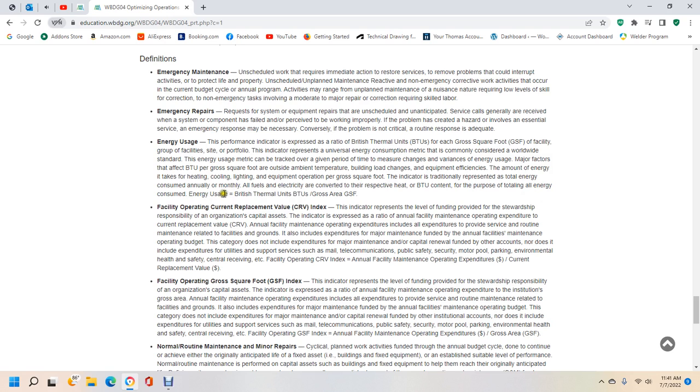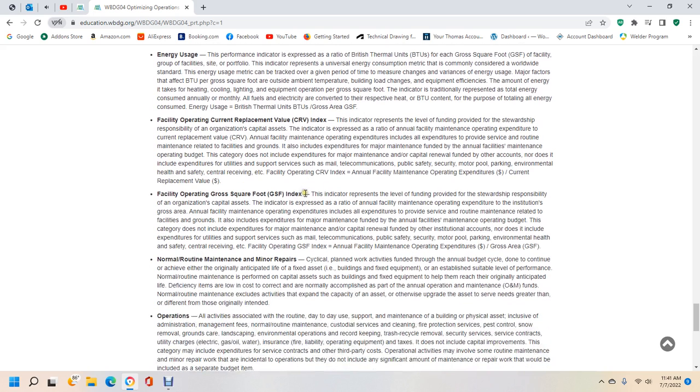All energy consumed is expressed in British thermal units per gross square foot (GSF). Next is the facility operating current replacement value, or CRV, index.